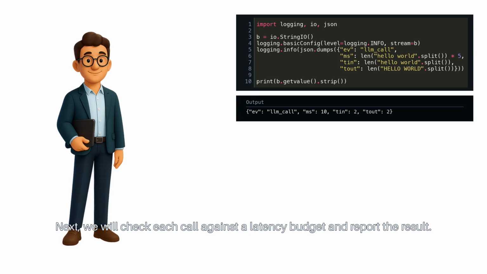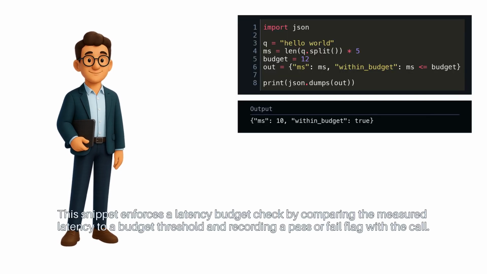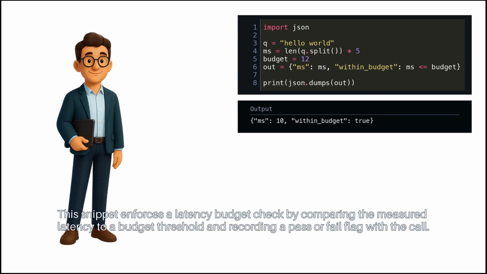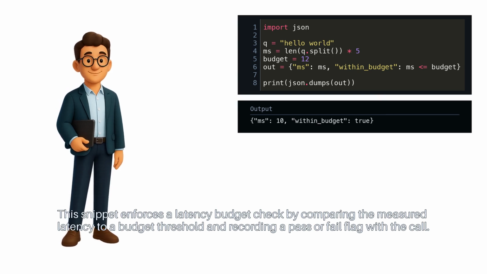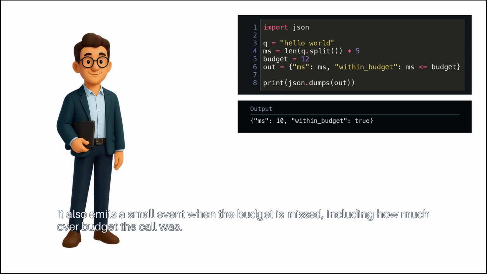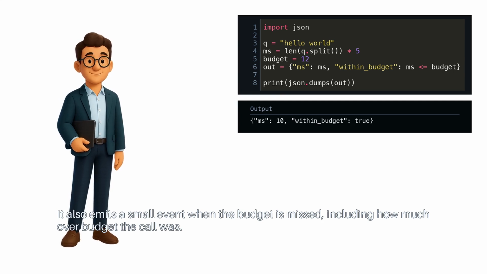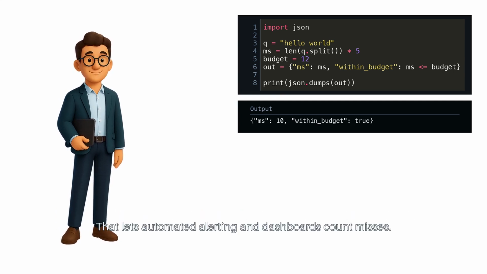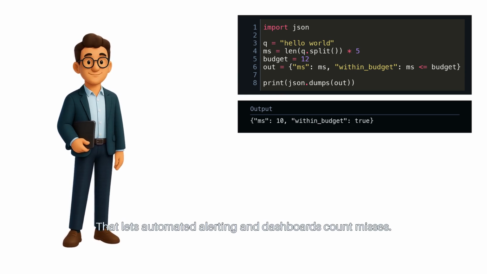Next, we will check each call against a latency budget and report the result. This snippet enforces a latency budget check by comparing the measured latency to a budget threshold and recording a pass or fail flag with the call. It also emits a small event when the budget is missed, including how much over budget the call was. That lets automated alerting and dashboards count misses.